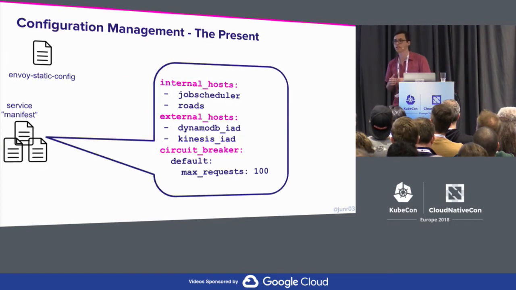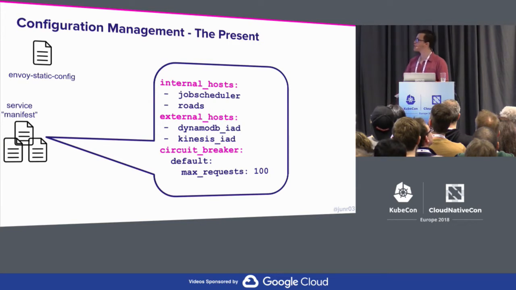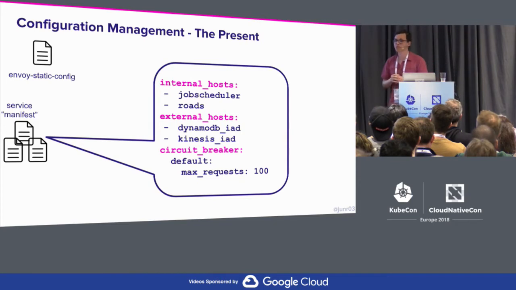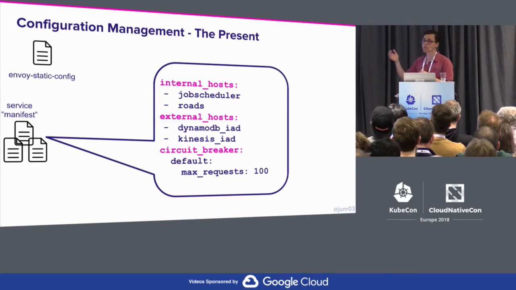So at Lyft, every single service has a file that we call the manifest. And this manifest not only configures proxy configuration, but you can imagine a segment that configures proxy configuration to look something like this, where you might define internal services at Lyft. So we might have roads or job scheduler as our scheduling system. You might imagine some external hosts. So if you want to communicate out to AWS Kinesis or SQS or S3, and you might also want to allow your service developers to specify different settings like circuit breakers to protect against DOSing their own service.